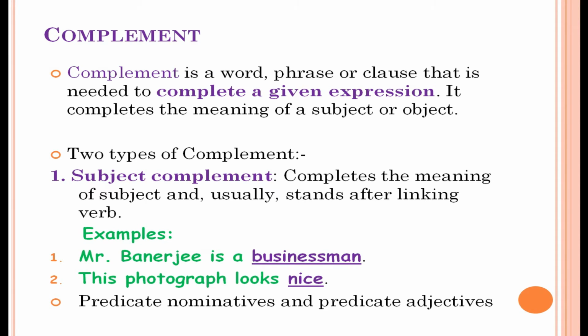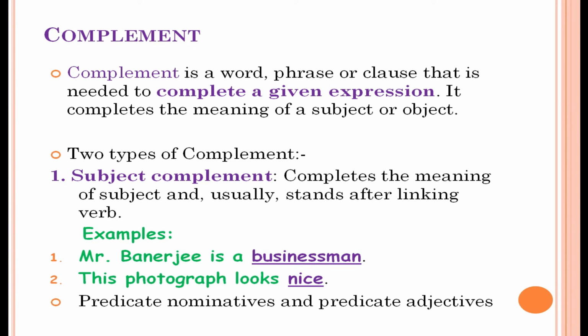And the spelling of these two terms also differ, and they are homophones. Just check the spelling here on this slide for this complement in English grammar. There are two types of complement: subject complement and object complement. As the name suggests, subject complement completes the meaning of the subject and usually stands after a linking verb. It can be an adjective, noun, or pronoun that follows a linking verb.